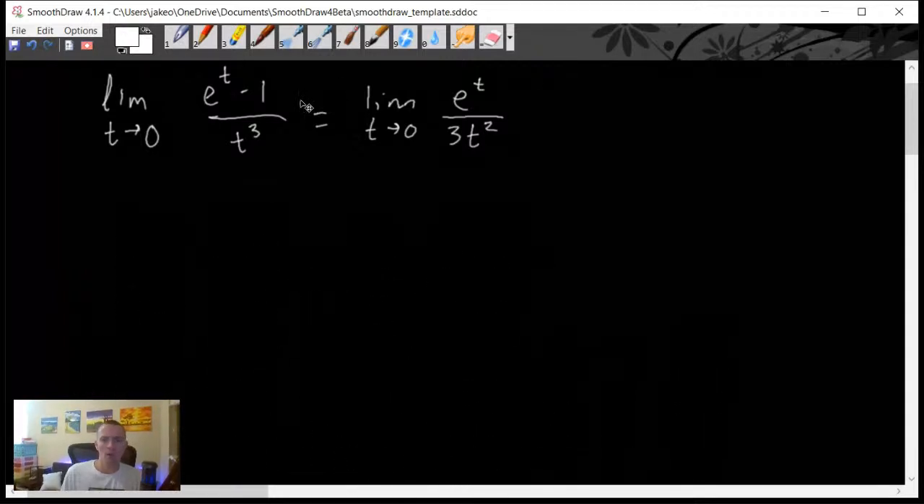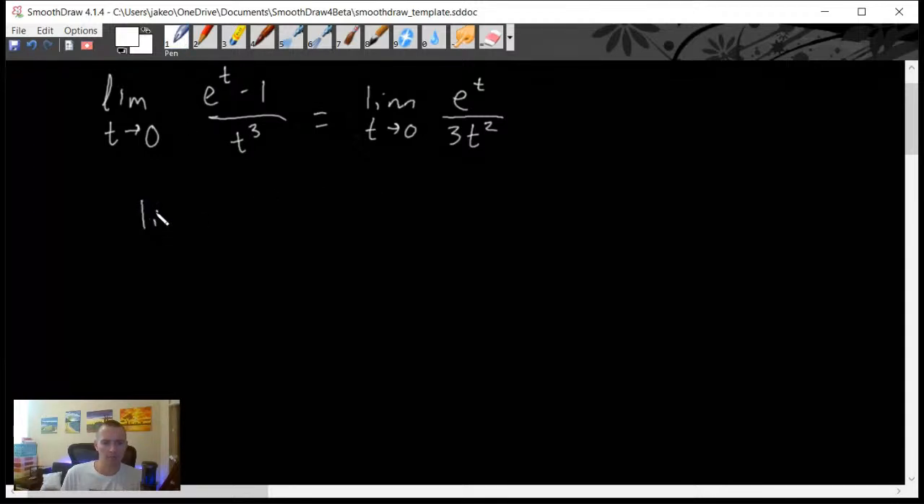So what we are going to want to do is think about the limit as t goes to 0 from the left of this function, and the limit as t goes to 0 from the right of this function.